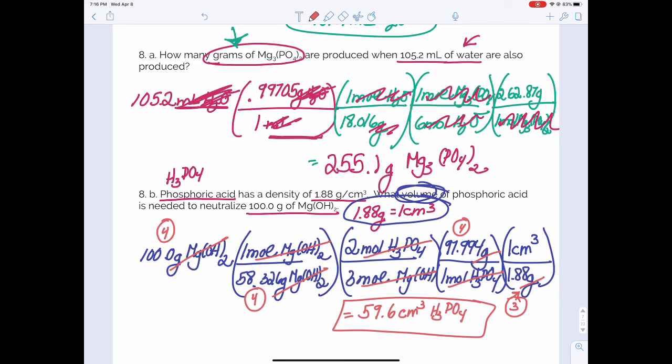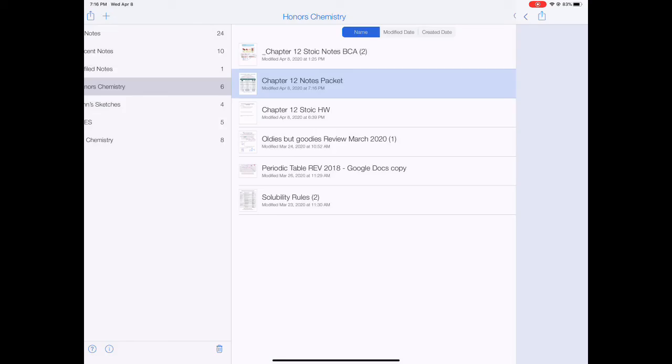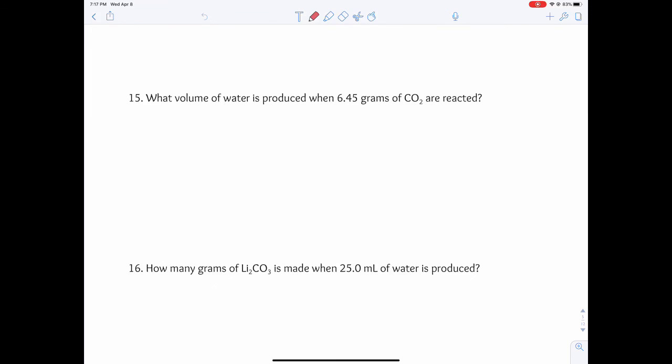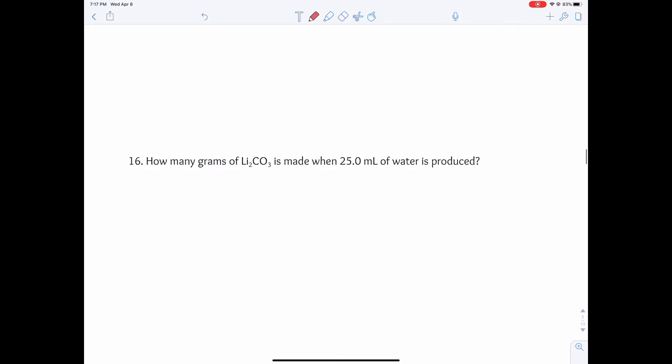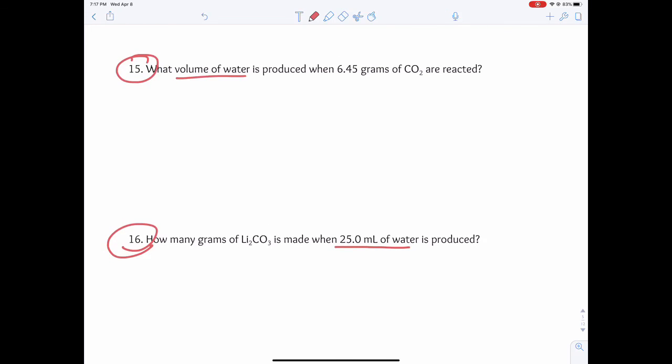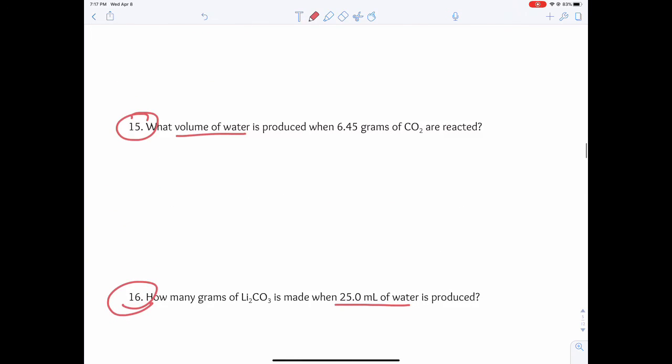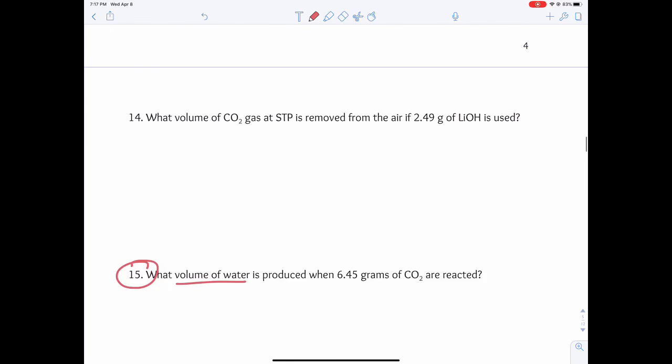So hopefully you got that. If you didn't get that, or you didn't get any of these answers, go back and rewind the video and watch your homework. So we're going to try some of these problems using density. So the homework that you're going to do is what we just did. Numbers 15, number 16, I can tell, see milliliters of water. This one, volume of water. Those ones are the ones that you can try. That will match up with those 7 and 8A and 8B that we just did.